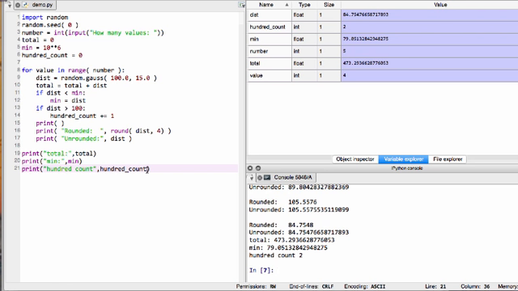And now I can find that as a percent. Okay, so there were 2 out of 5. So I can do a little simple arithmetic to make that into a percent and print it out. So there's a few things to help you get started on this project. Good luck.